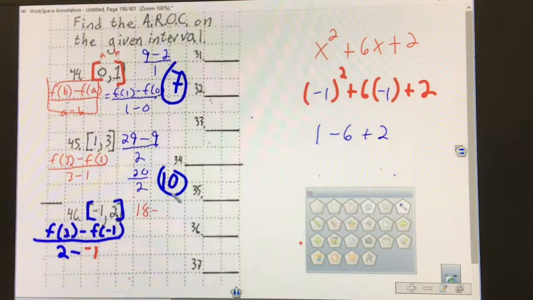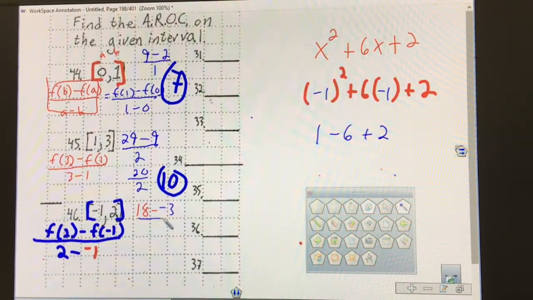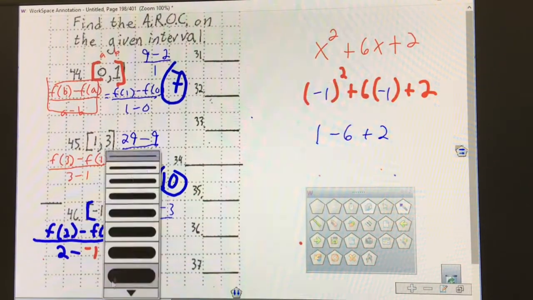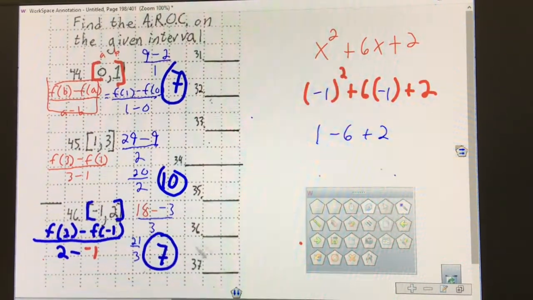So I have to be careful. That's minus negative 3. People mess up on the arithmetic here. All over 3. So 18 plus 3 is 21 over 3. That's going to give me 7 again. My average rate of change is 7. An average rate of change is slope.